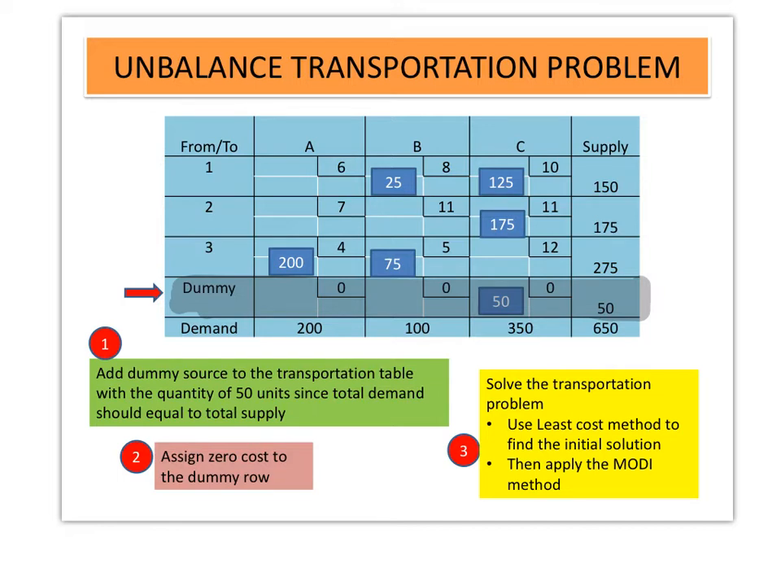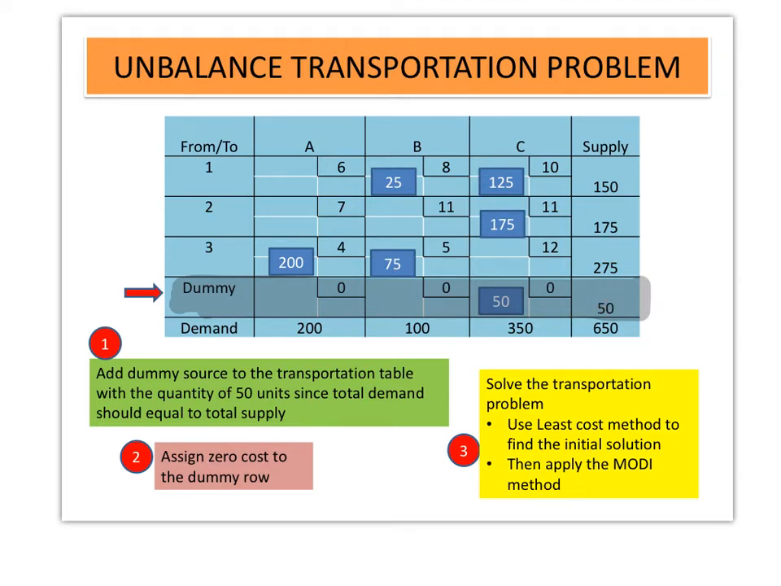Now let's consider this table here. We can see that the total supply from the factories is 600 units, but the total demand from the warehouses is actually 650. So we have supply less than demand, and supply is short of 50.